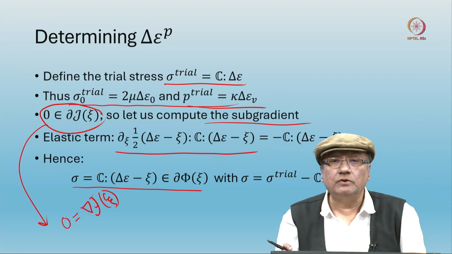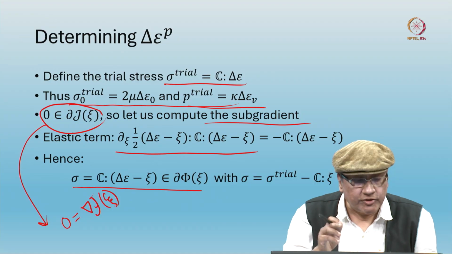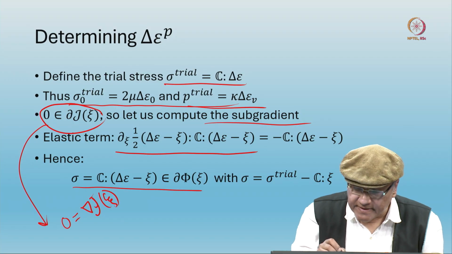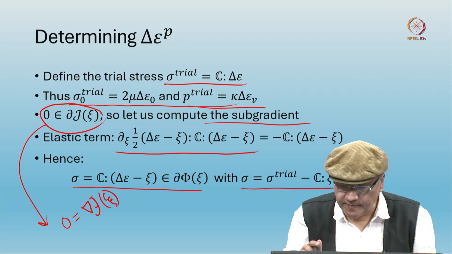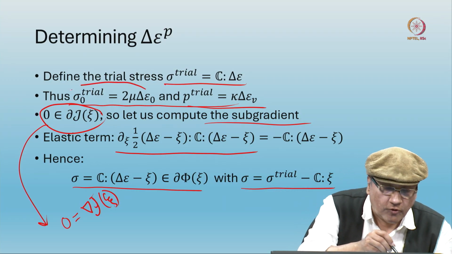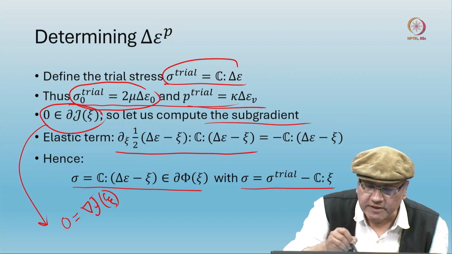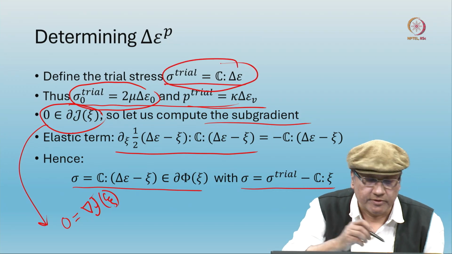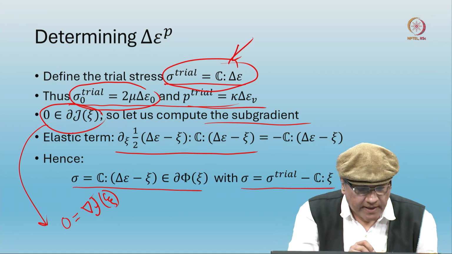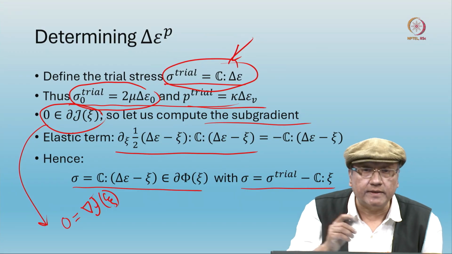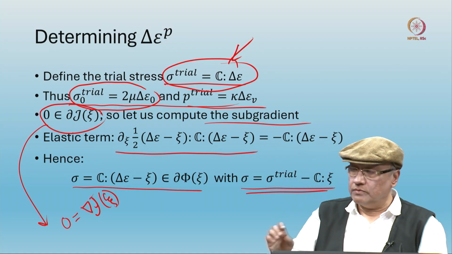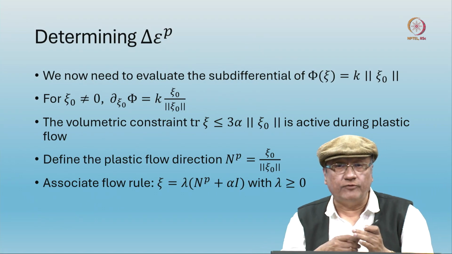Okay. So, now you can see for yourself from this expression that sigma will be equal to sigma trial, assuming that sigma trial is of this form. This is the deviatoric part of sigma 0 trial, but the sigma trial is actually this form. So, use that form here and replace this C inner product delta epsilon by sigma trial. So, you have this. Okay.